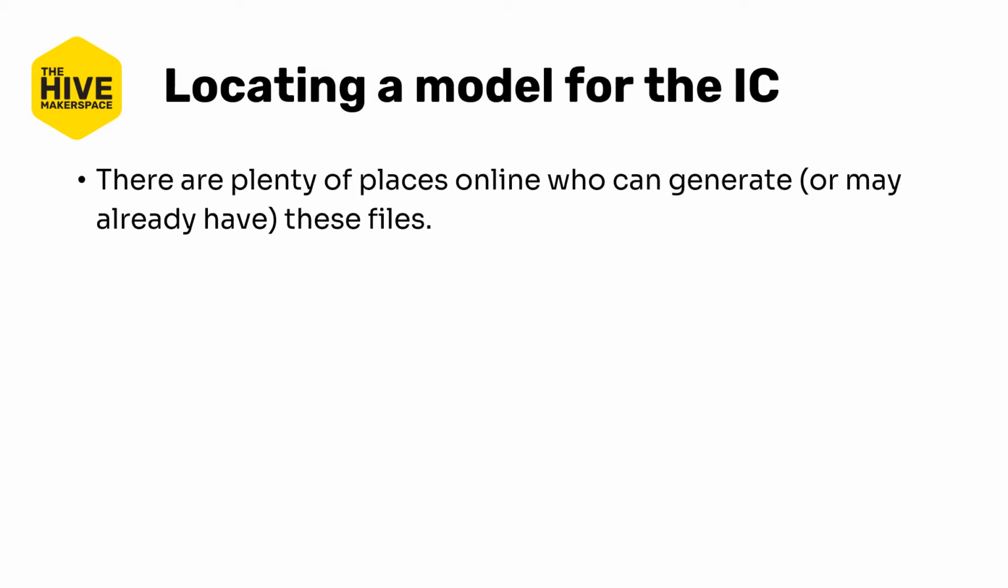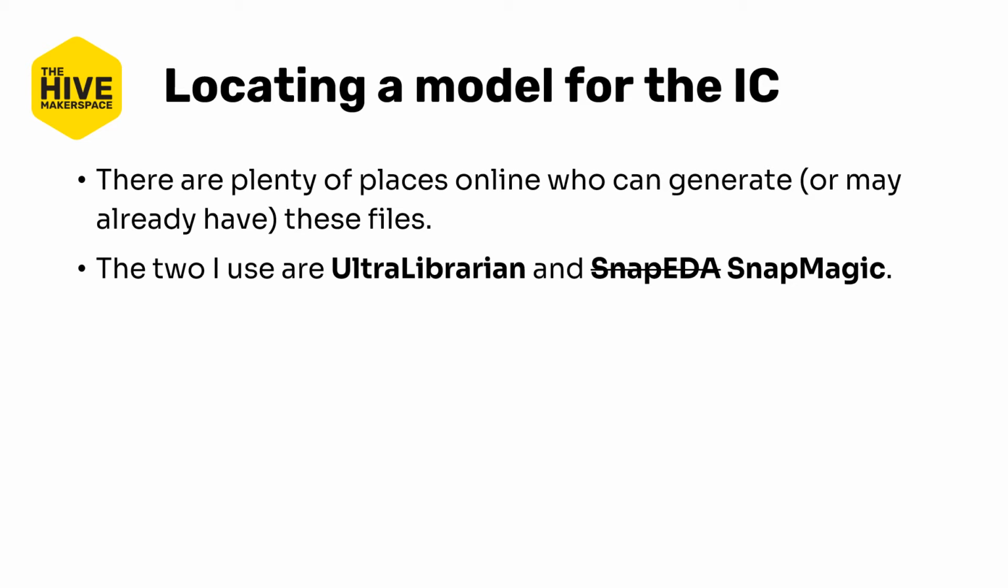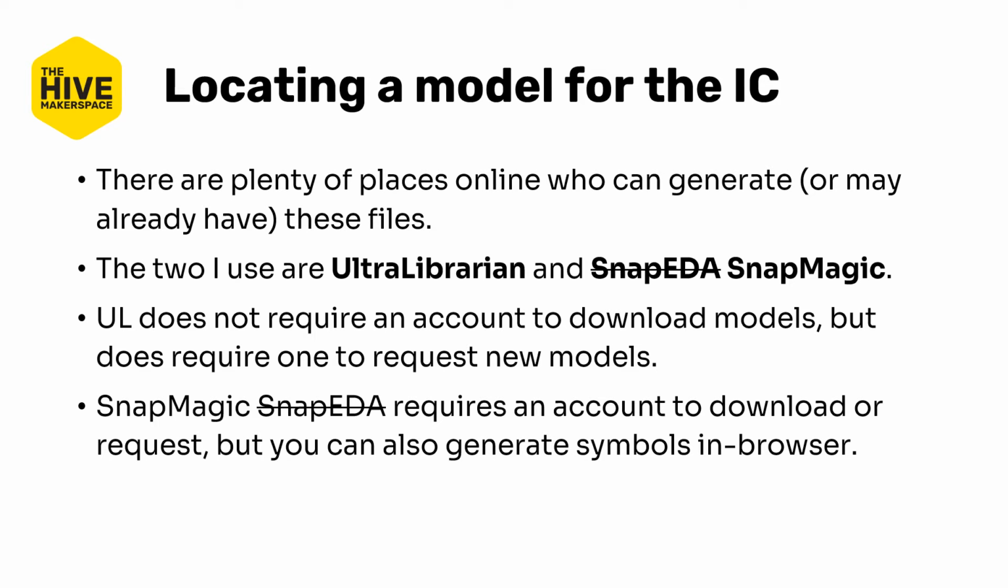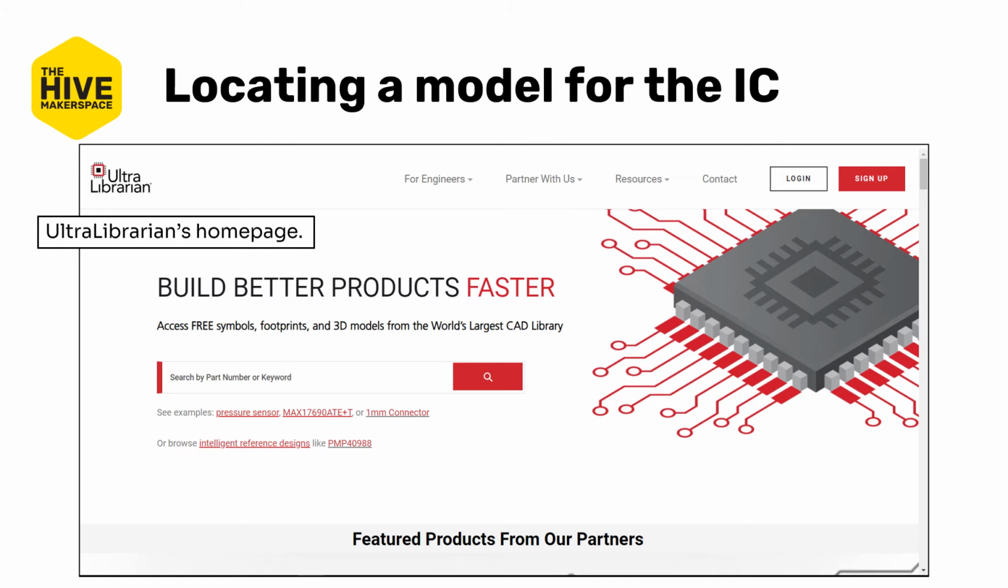There are plenty of places that do this. The two that I've used are Ultra Librarian and SnapMagic, which until recently, like the end of 2023, was called SnapEDA. Ultra Librarian doesn't require an account to download models, but it does require one to request models. SnapMagic, in contrast, requires an account to download or request models, or both. But you can also generate symbols in browser for certain components, as well as footprints. Actually, lots of footprints there. Both accounts are totally free to open. Nothing wrong with that. So opening an account on both, having that availability is definitely really nice.